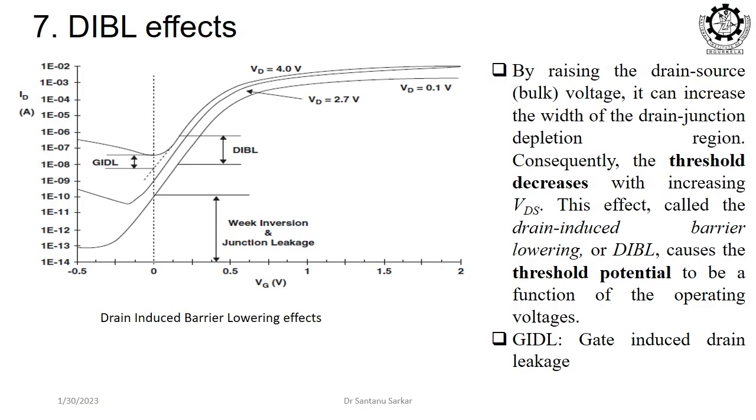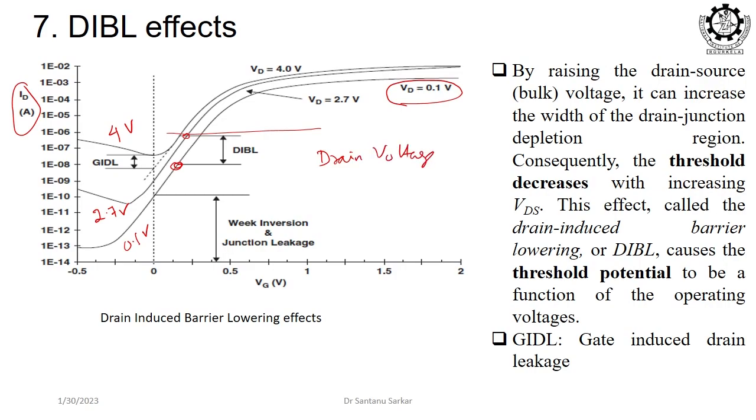So, that is the term drain induced barrier lowering. The drain voltage is actually helping to reduce the threshold voltage. So, if threshold voltage is reduced, what will happen? Your current will be more, right. You see this one, the lowest one is VD equal to 0.1 volt, second one is VD equal to 2.7 volt, third one is VD equal to 4 volt. Now, compared to the lower VD, if I use a higher VD, my current is more. All other expressions are the same, VGS remaining the same.